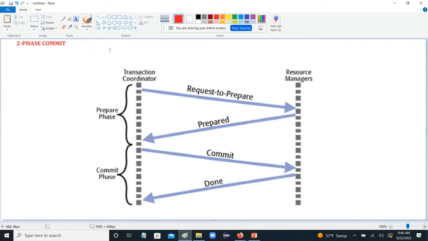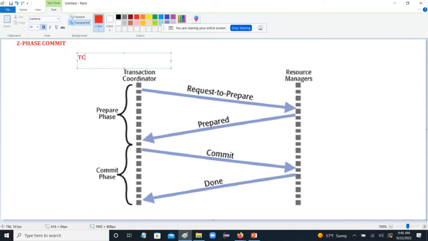Okay, now the first thing in two-phase commit is you have a transaction coordinator, okay? So the transaction coordinator is basically some software agent. Think of a program that coordinates the transaction process. There's some kind of program in your system that manages this, or sub-program, whatever. Okay, that's your TC, that's your transaction coordinator.